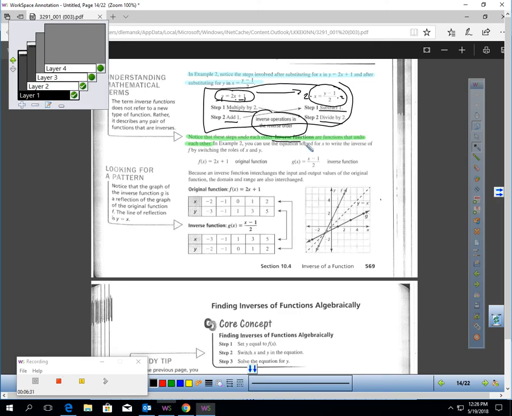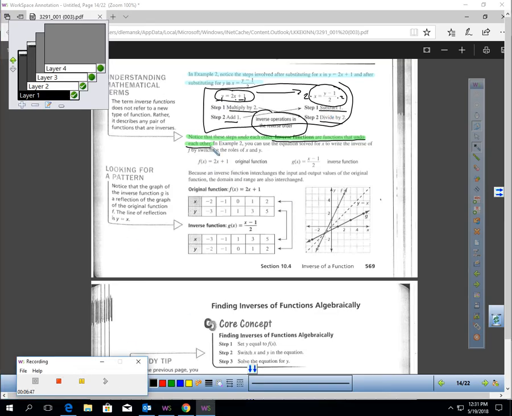These are then called inverse functions. They're functions that undo each other. So that's what an inverse function is. These 2 equations would undo each other, basically, because their steps to solve are in completely the reverse and inverse order.